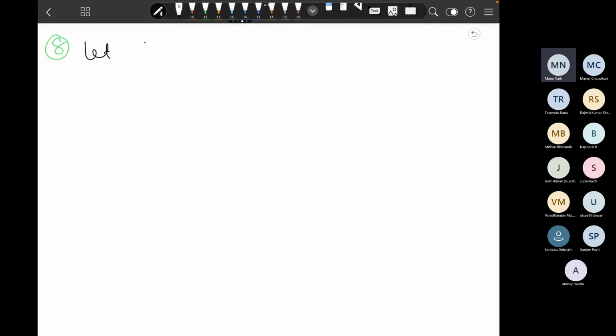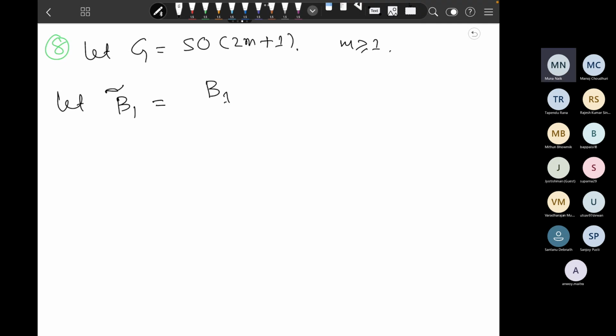Let G be equal to SO(2m+1). Let us see, this is the odd degree case. Here, any element of SO(2m+1): let B1 tilde, I will choose this thing, B1 with 0 0 1. Let us write first.